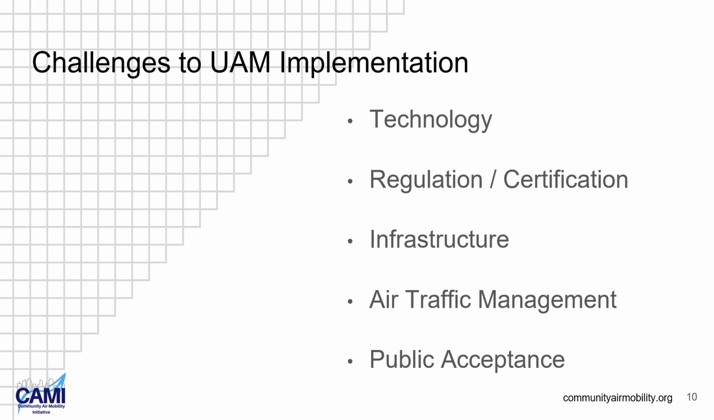Other challenges to UAM implementation include the infrastructure. Infrastructure has the potential to be a barrier in terms of rollout of this industry. This includes everything from vertiport design and construction to charging infrastructure and grid management and integration with existing metropolitan transportation systems.